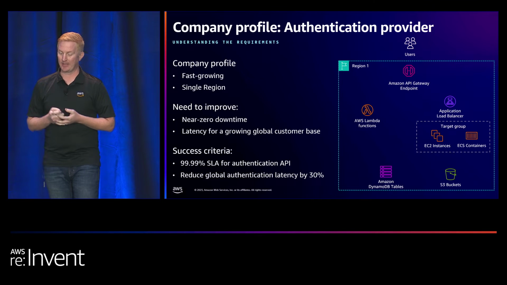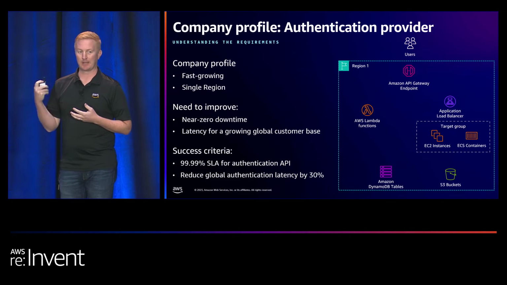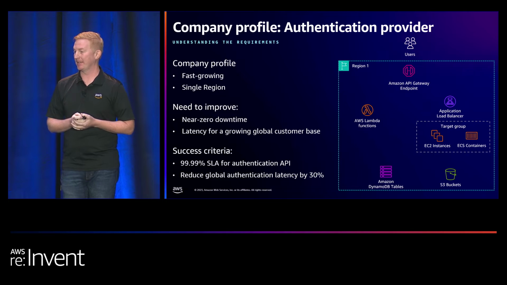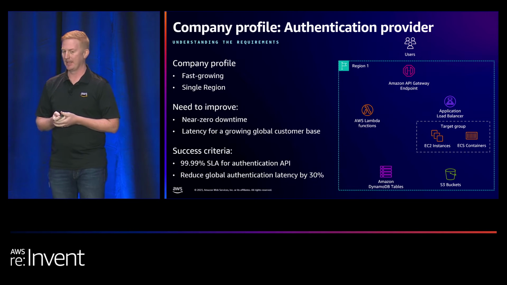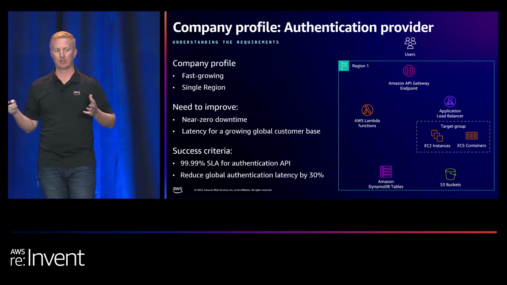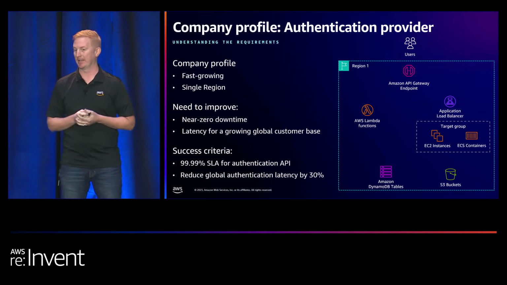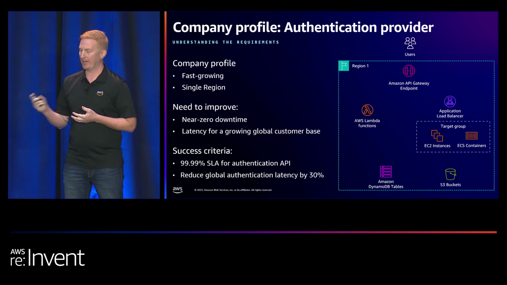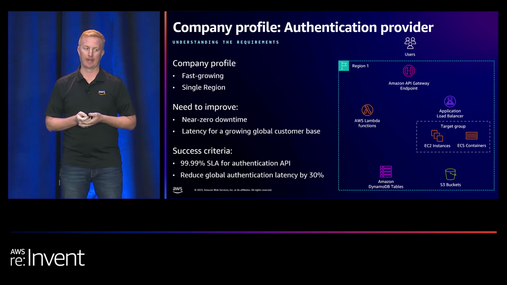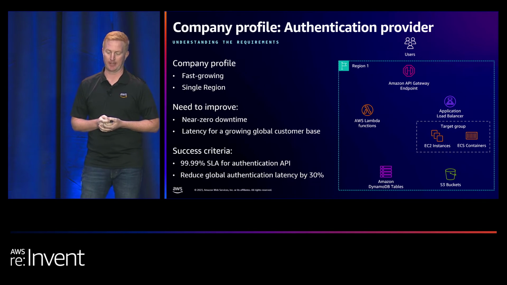So they sat down and they understood these requirements. They wanted to improve the uptime SLA to 4 nines of availability, and they wanted to increase the overall application performance by reducing the latency by 30% at a global level. And they wanted to do this specifically for the most important API, which was their authentication API.